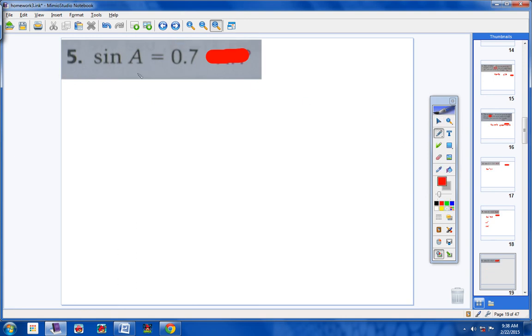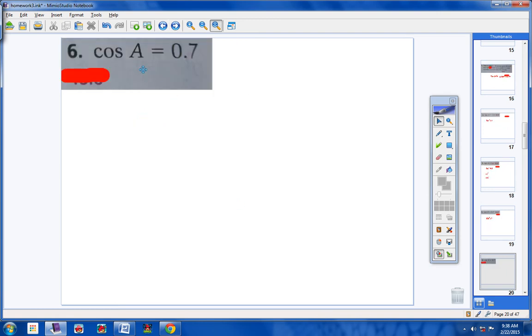Okay, ask yourself, am I looking for an angle? Am I missing an angle? The answer is yes. So you hit inverse sine of 0.7, okay? And if you type that in correctly, you will get 44.4 degrees if you round correctly. Number 6, are you missing an angle? Yes, you are. So you're going to hit inverse cosine of 0.7. If you hit enter on that, and if you round correctly to one decimal place, you will get 45.6 degrees. Okay, 45.6.